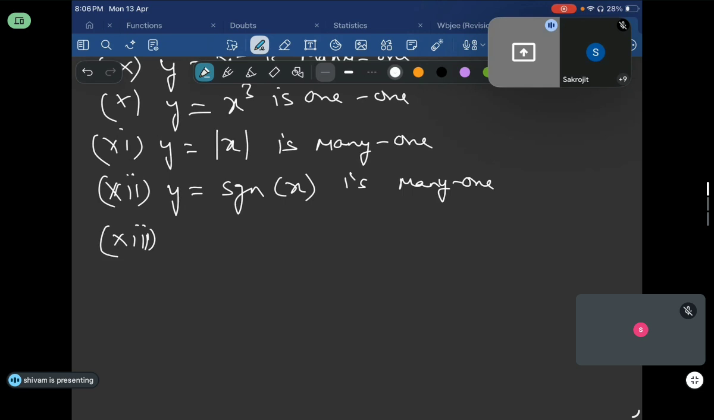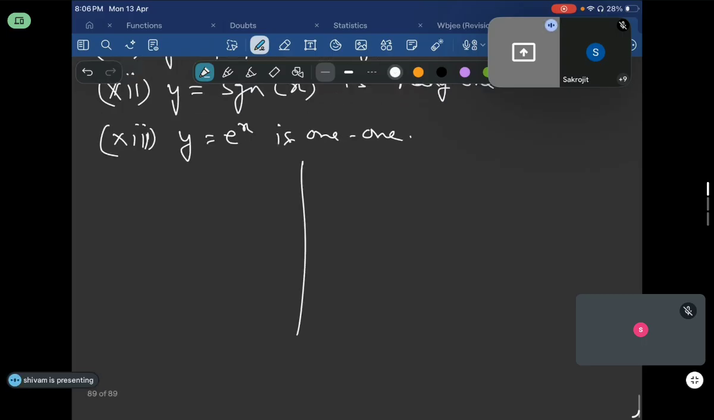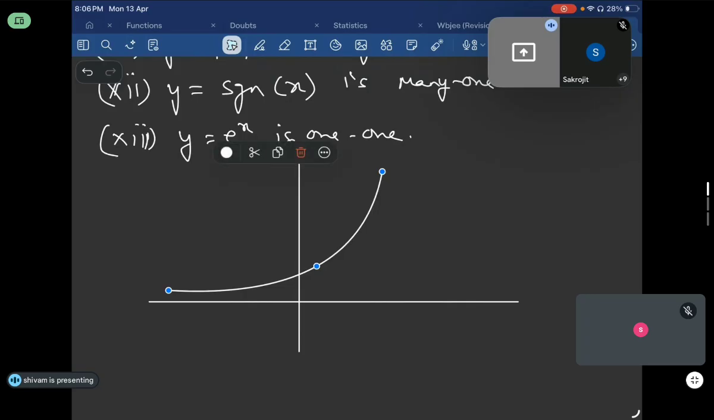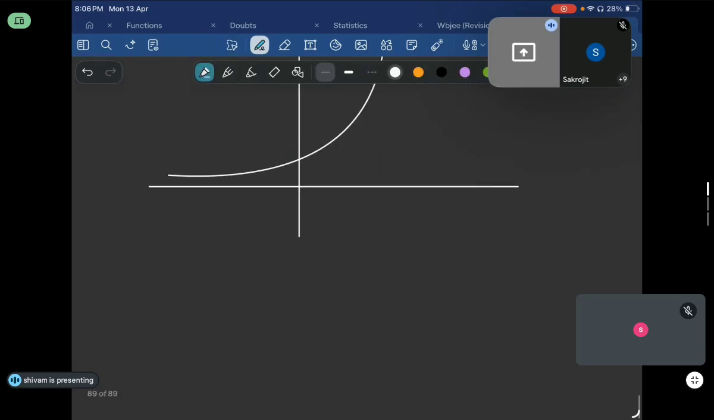Number 13. Just now I gave y equal to e to the power x is one-one. Okay, very simple. You see, y equal to e to the power x will look somewhat like this. You will never find a straight line parallel to the x-axis which will cut the graph at two distinct points.